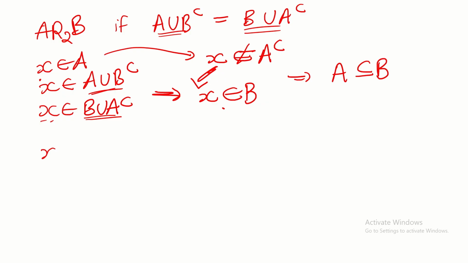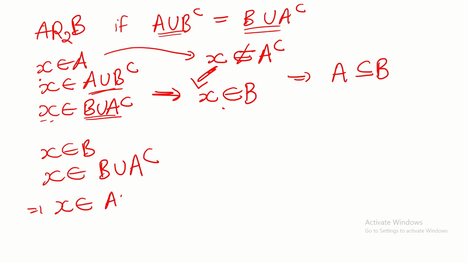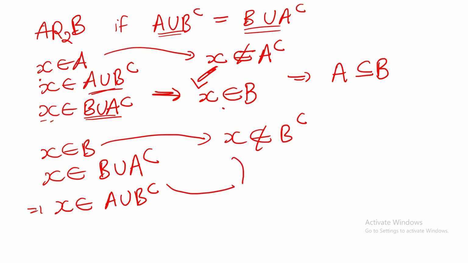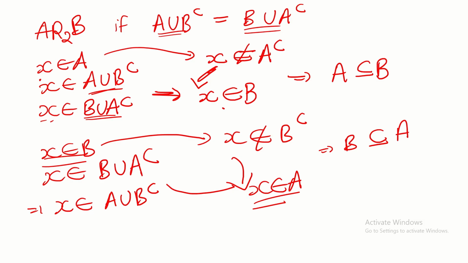Now similarly, let's take X belongs to B. If X belongs to B, X belongs to B ∪ A complement. But B ∪ A complement is given as equal to A ∪ B complement. So this gives X belongs to A ∪ B complement. But if X belongs to B, this means X does not belong to B complement. Then from here we get X belongs to A. So for all X belonging to B, X belongs to A, this gives B is a subset of or equal to A. Now from both of these, similar to the previous one, we can conclude that A equals B. Therefore R2 is the same relation as R1.